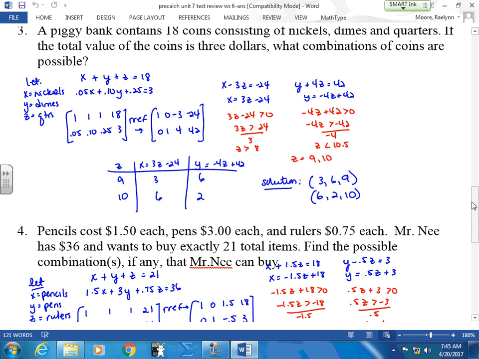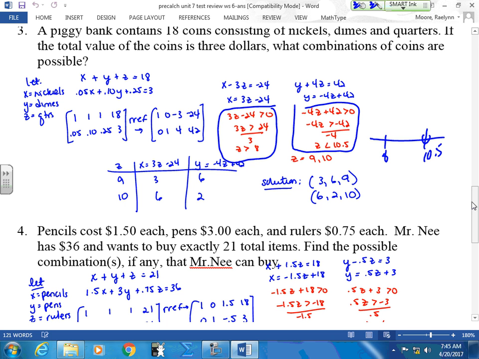Yes? Critical part right here. Make sure you remember to do this. From here, if it helps you, put it on the number line. Remember, I want integers, positive integers, so I'm looking for 9 and 10. These are the only possible ones I could have. That might not work either, but those are the only possible ones I could look at.